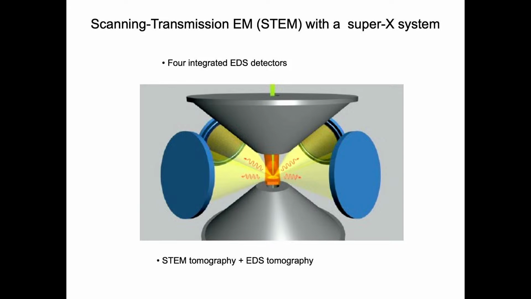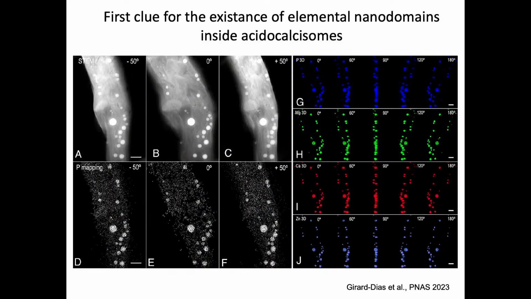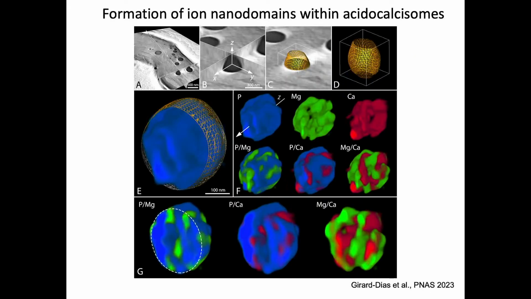So using this type of configuration, we're able to get elemental tomograms from whole cells. So these are the STEM images. These are, for instance, phosphorus mapping that we did along the tilt series, and this is phosphorus, magnesium, calcium, zinc. So this was the elemental distribution within the acetylcalcosomes.